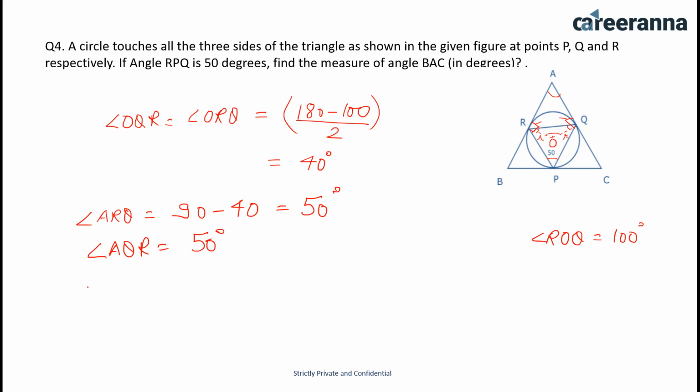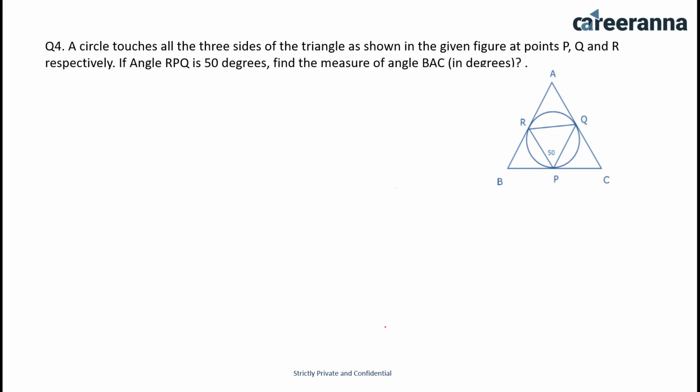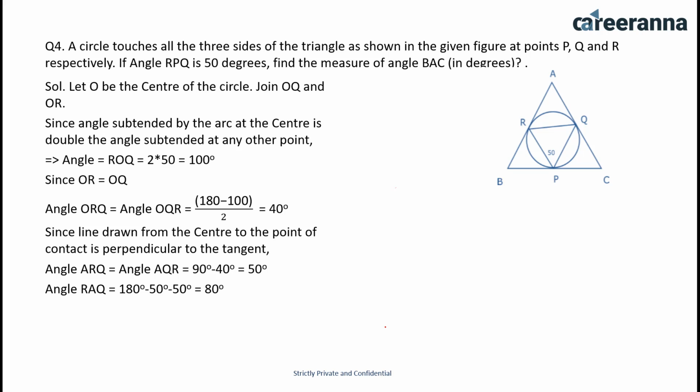So in this triangle ARQ, sum of all the angles will be 180 degree. This will become 180 minus 50 minus 50. I'll get my angle A. So angle A will become how much? 80 degree. So my answer to this question is 80 degree. Let's look at the solution to this question. Moving on to the last question.